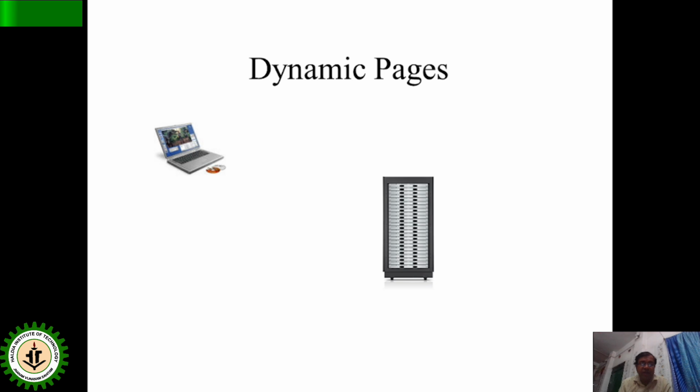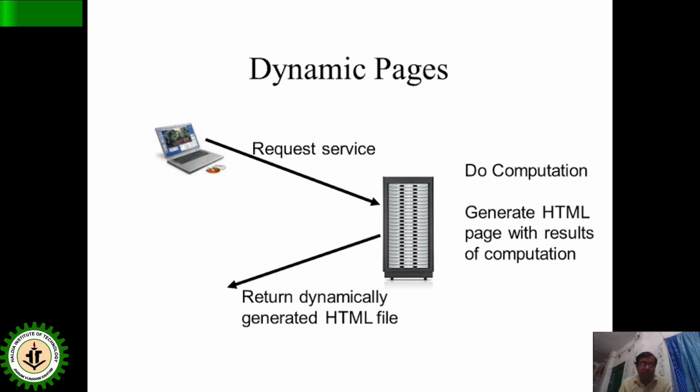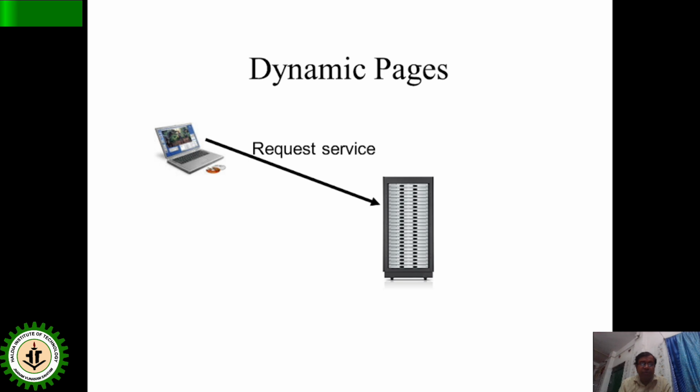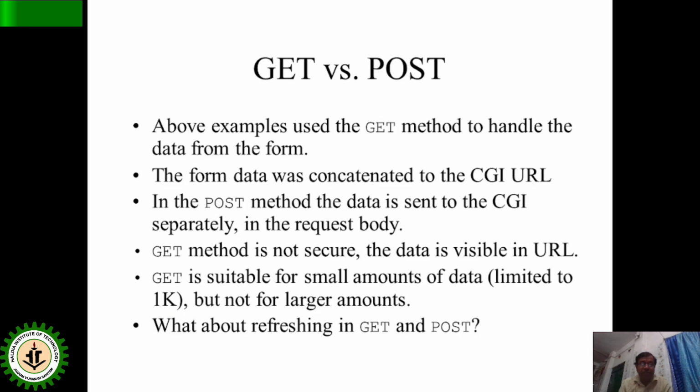The content of a dynamic page changes with time, based on the request to the service of the HTML page and the response. So the static page is fixed, and in the dynamic page, the content changes from time to time. In the dynamic page, the request service runs a CGI program and reads the result, and the result goes into the header and body of the HTML file.